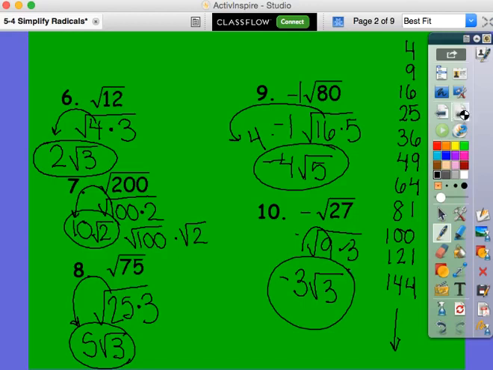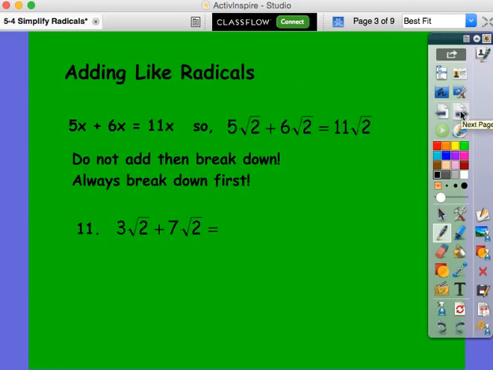Okay, awesome. Okay, adding like radicals. So adding like radicals is like adding like terms. 5x plus 6x is 11x. So therefore, 5 square root of 2 plus 6 square root of 2, the radicals have the same number inside, so you are allowed to add the numbers in front together. 5 and 6 would be 11, square root of 2. You don't add the 2's. Okay, so let's apply that.